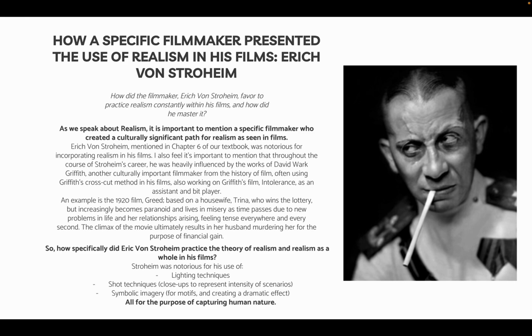So, I want to also talk about how specifically Eric von Stroheim practiced theory of realism and realism as a whole in his films. Stroheim was extremely notorious for his use of lighting techniques, shot techniques, specifically close-ups to represent the intensity of the scenarios that are happening in the film, and symbolic imagery, motifs, and also just creating that dramatic effect in his films. And lastly, this was all for the purpose of capturing human nature.